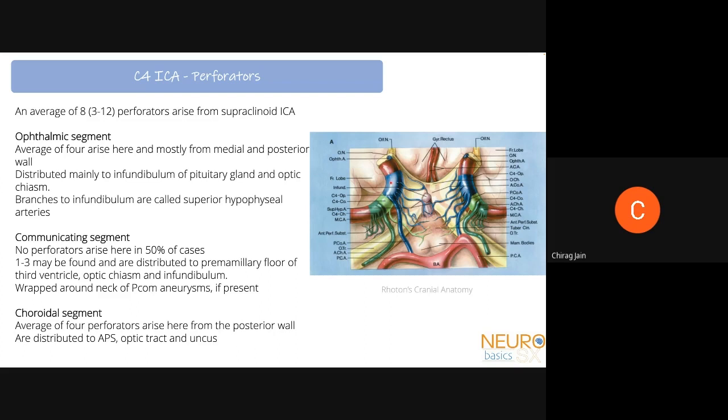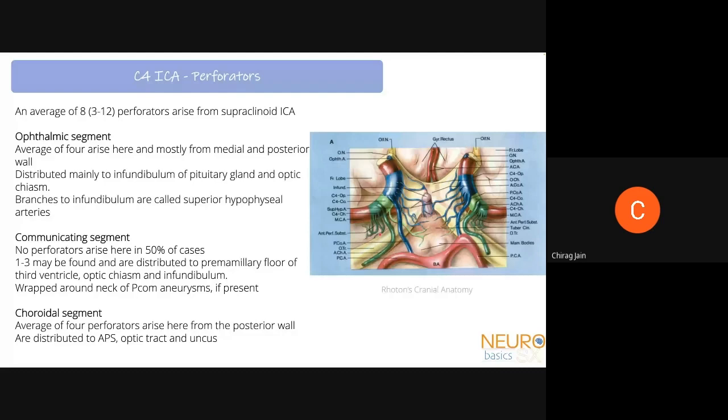Then the shortest segment is the communicating segment, and usually in 50% of cases, absolutely no perforators will arise here. Sometimes, rarely, a few perforators may be found, and these are distributed predominantly to the floor of the third ventricle, and maybe a little bit to the optic chiasm and the infundibulum. The problem here is if they are present, they will be wrapped around the neck of a PCOM aneurysm. The choroidal segment, on the other hand, will also have an average of 4 perforators, and these will predominantly go into the anterior perforated substance over here and supply other posterior structures like the optic tract.